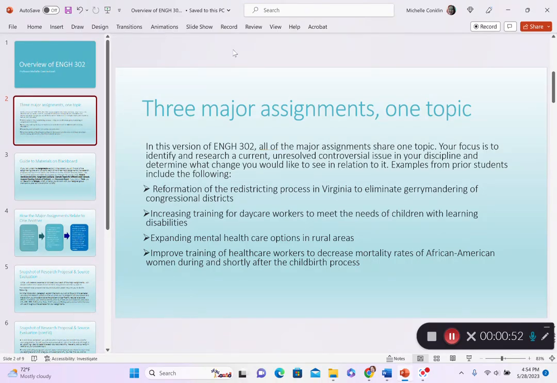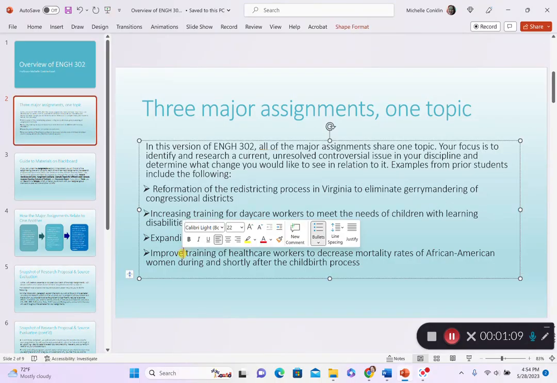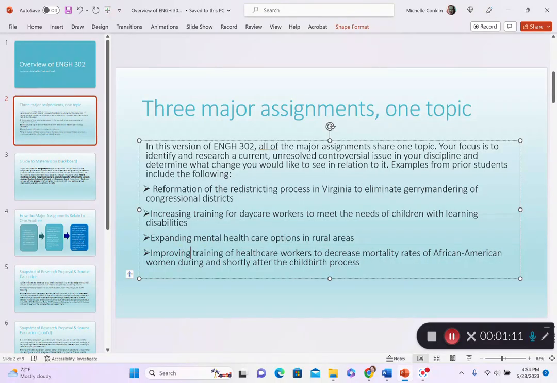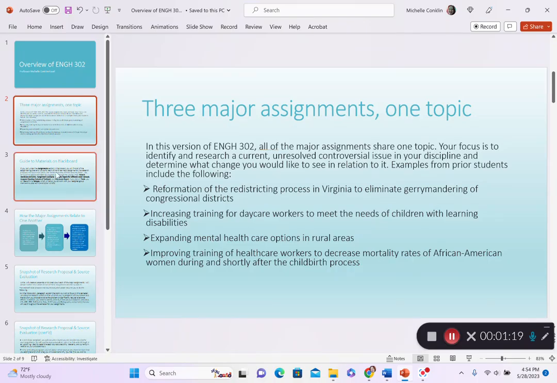Examples from prior students include the following: reformation of the redistricting process in Virginia to eliminate gerrymandering of congressional districts, increasing training for daycare workers to meet the needs of children with learning disabilities, expanding mental health care options in rural areas, and improving training of healthcare workers to decrease mortality rates of African American women during and shortly after the childbirth process.